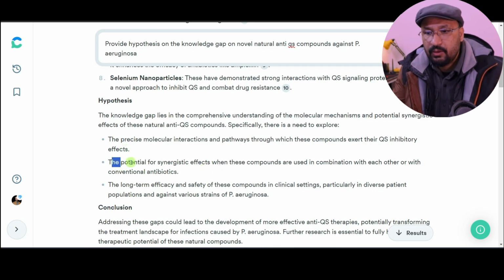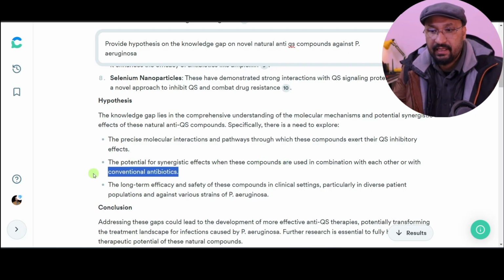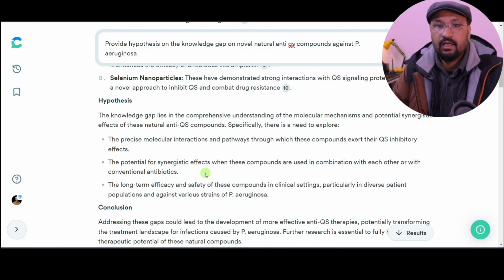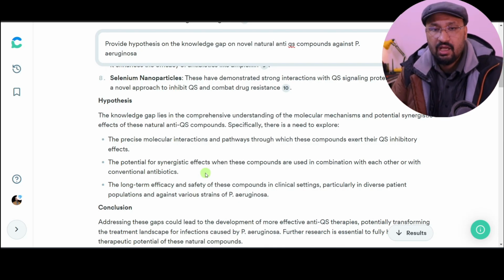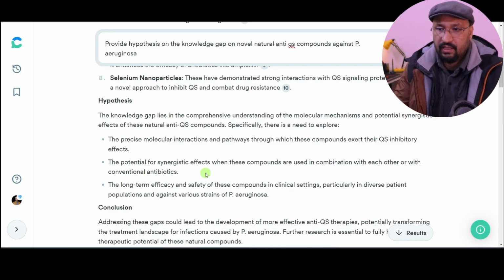Next is the potential for synergistic effect of these compounds in combination with other compounds or conventional antibiotics. Great. So this gives us a good idea that we can also have something in our methodology where we can test the synergistic activity of these compounds along with conventional antibiotics.